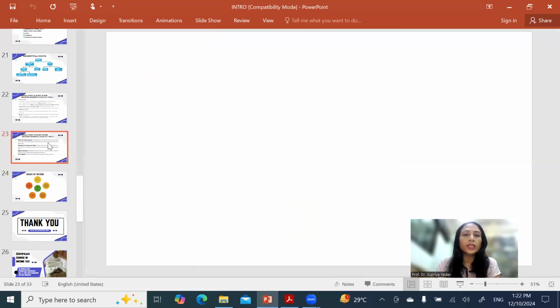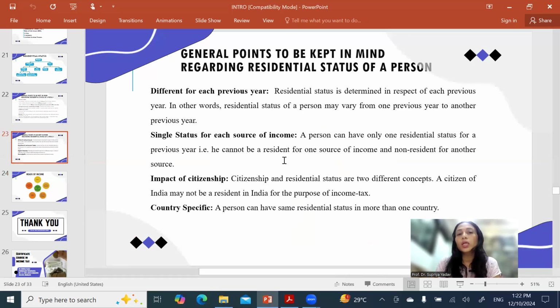So in case of residential status, you cannot attach one residential status for one source of income and another residential status for another source of income. For example, you cannot be a resident of India for salary purposes and a non-resident of India for profits and gains from business and profession. So there should be a single status for every source of income.